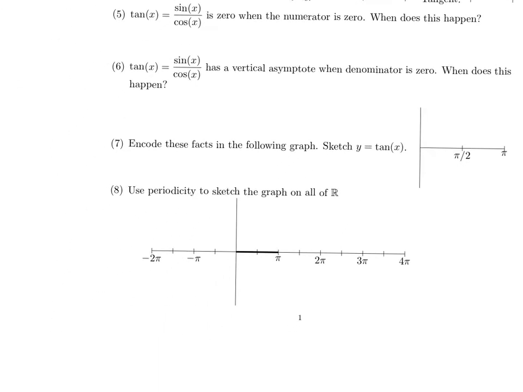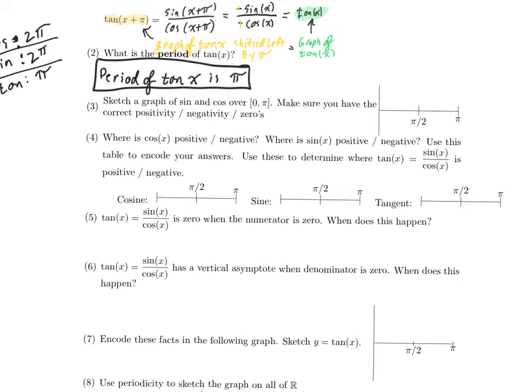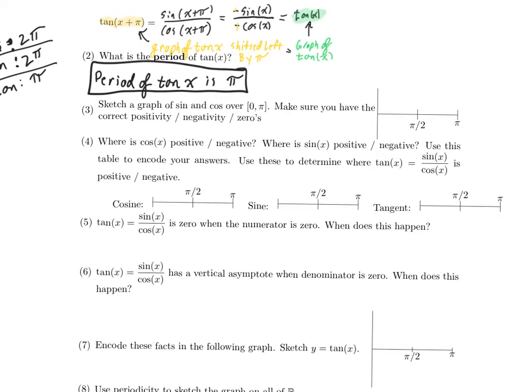Because what will I do? I'll take whatever I wind up with from 0 to pi, and I'll repeat it from pi to 2 pi, and I'll repeat it from 2 pi to 3 pi, and from 3 pi to 4 pi. I'll repeat it from 0 to negative pi, and from negative pi to negative 2 pi. So I'll be able to completely understand the graph of the function by doing that. So I still have to understand it between 0 and pi.